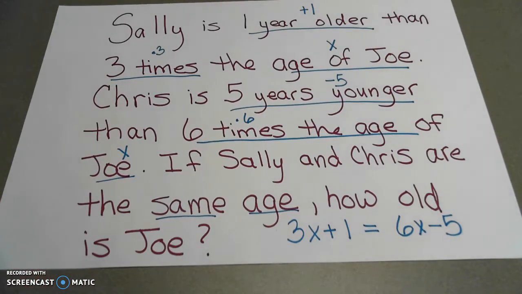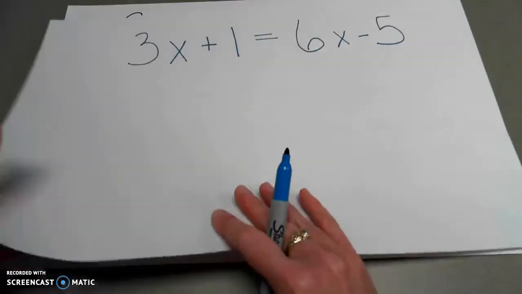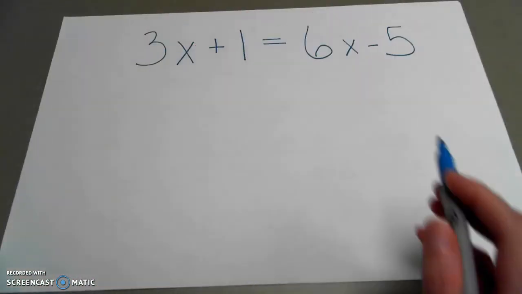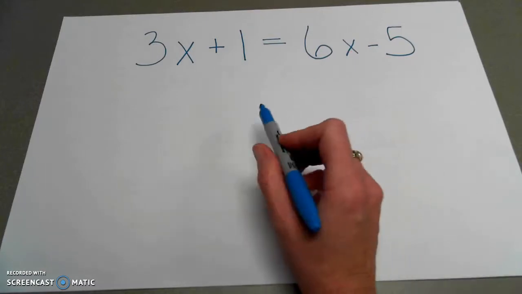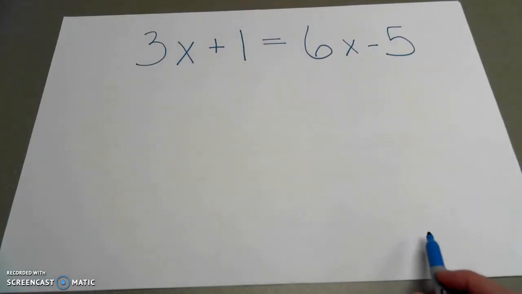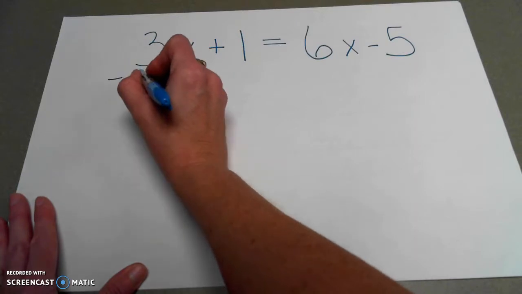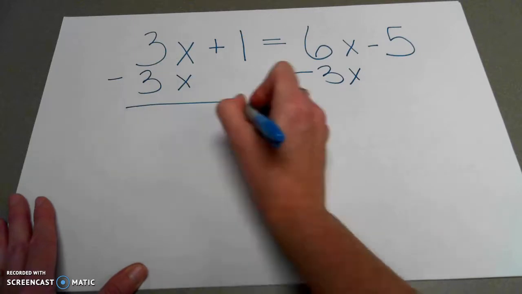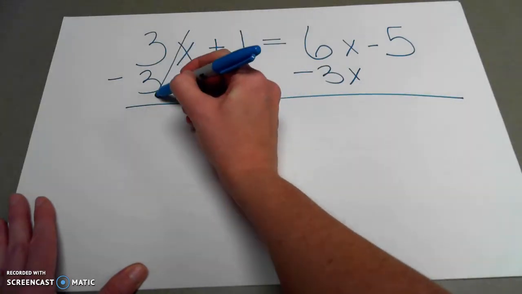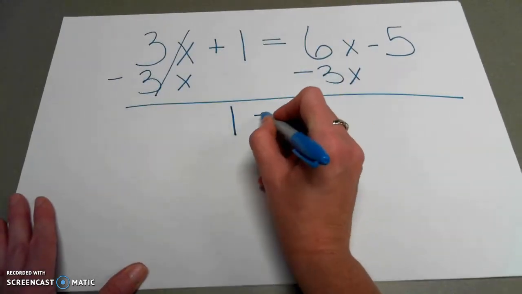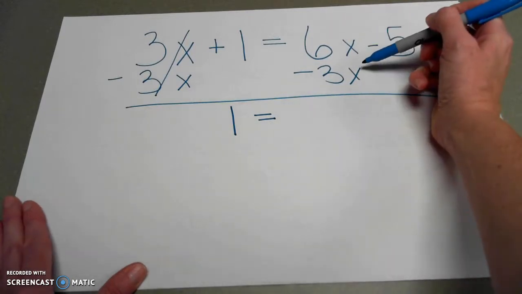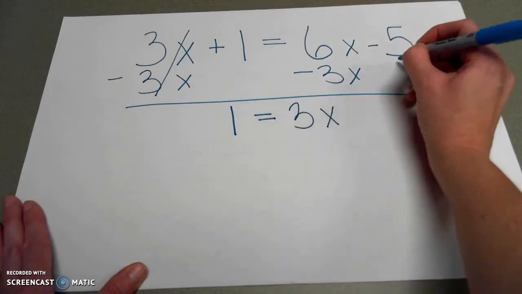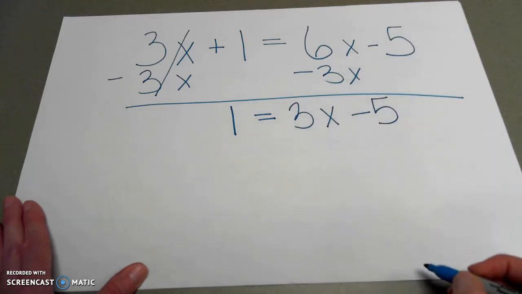Okay, so then let's take this. We're going to go through and we're going to solve this. Now, when we look at this, there's no parentheses, so we won't be using distributive property, but we have to get our variables to one side. So I'm going to take my 3x, and I'm going to subtract that from both sides. So that's going to cancel this out. I'm left with 1 equal. We've got 6x minus 3x gives us 3x. Bring down your minus 5.